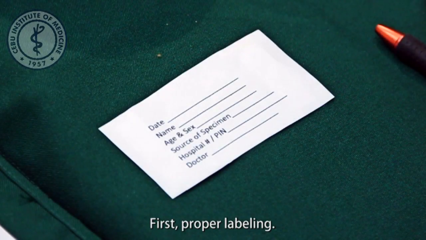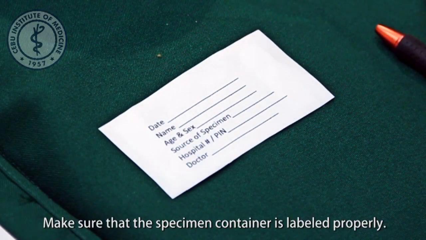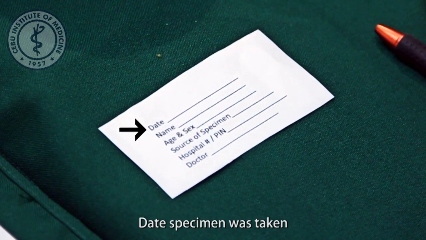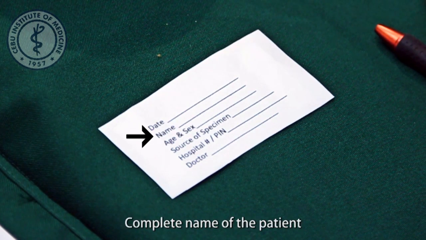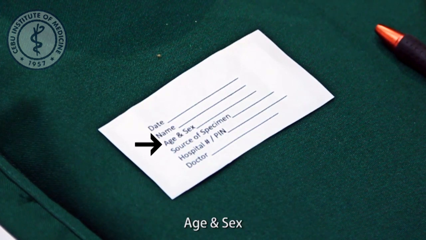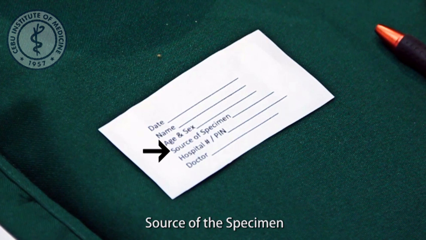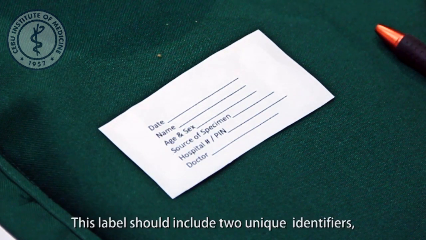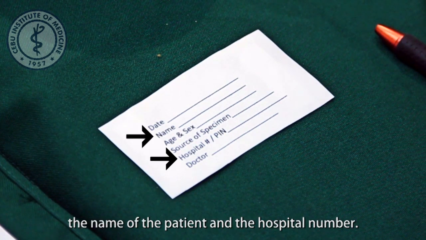First, proper labeling. Make sure that the specimen container is labeled properly. The label should include date specimen was taken, complete name of the patient, age and sex, source of the specimen, hospital number or PIN. This label should include 2 unique identifiers: the name of the patient and the hospital number.